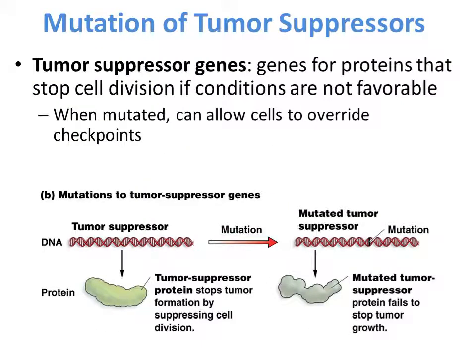So these tumor suppressor genes are normally proteins that stop cell division if the conditions are not favorable. When mutated, however, cells are able to override these checkpoints. So cells that should be entering into cell death because they were not replicated appropriately, for instance, are now replicated and multiplied over and over again, such that we end up with a massive accumulation of cells.